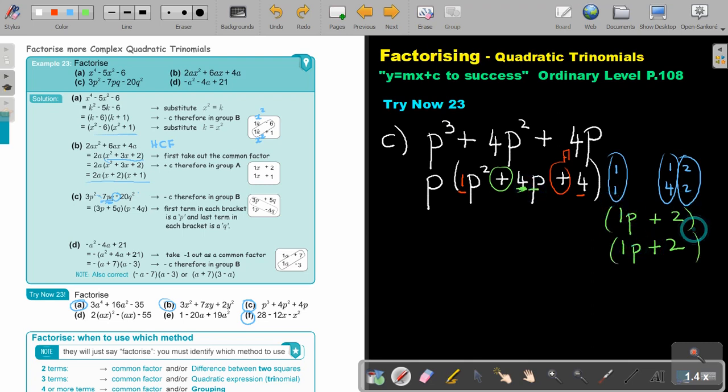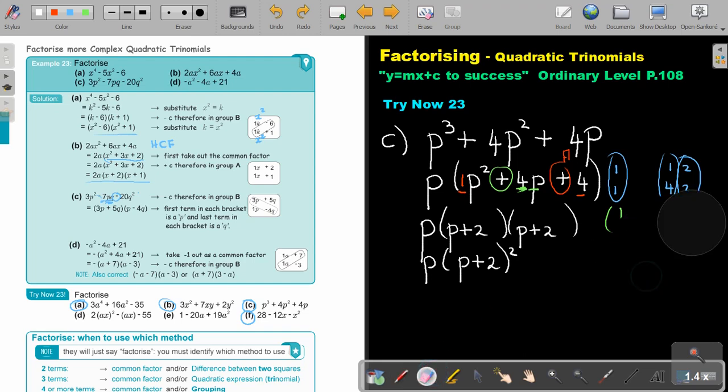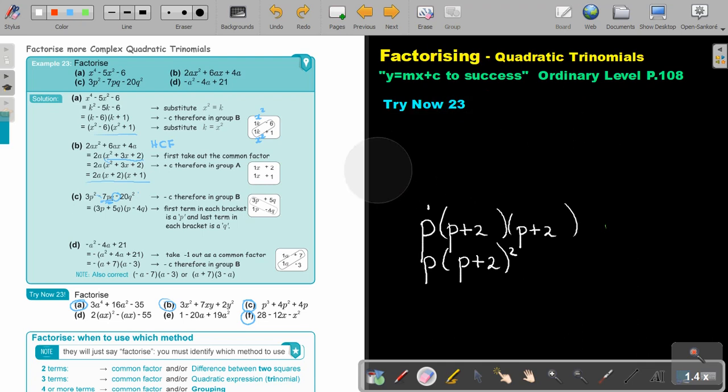And don't forget, this is your common factor. You have to write it in front, and then you can make your 2 brackets. You can either say it's p plus 2, p plus 2, but because the brackets are the same, you can also call it p times p plus 2 squared. Okay, and that's your final answer. Okay, let's do the last one, and I'm just going to create space.